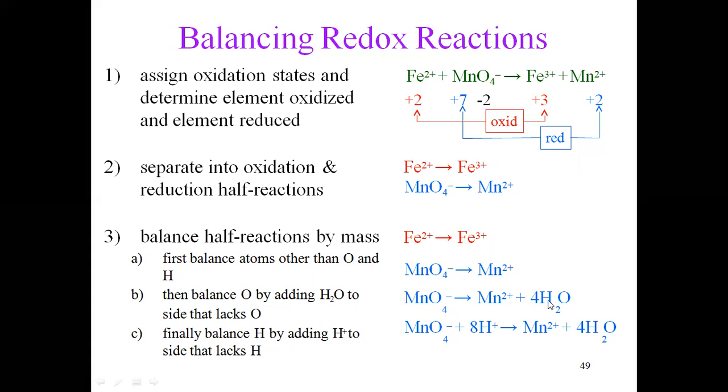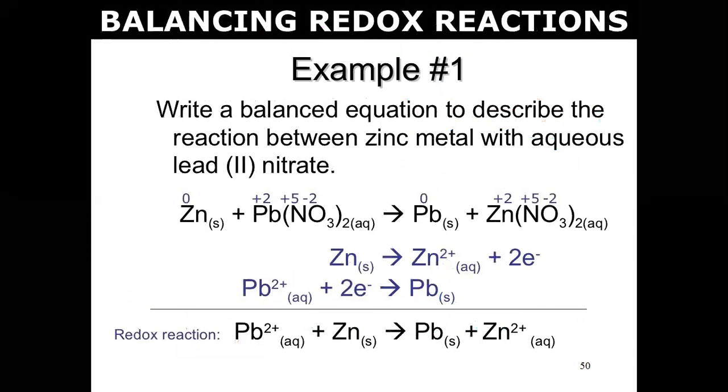Now if I have to balance this oxygen, then I have to add H+ ions into this. So MnO4- gives Mn2+ and 4H2O. Finally, add H+ to the side lacking hydrogen. Why H+? If H+ is lacking, I have to add H+ to the reactant side, so MnO4- plus H+ gives Mn2+ and 4H2O. Okay, so that is an example.